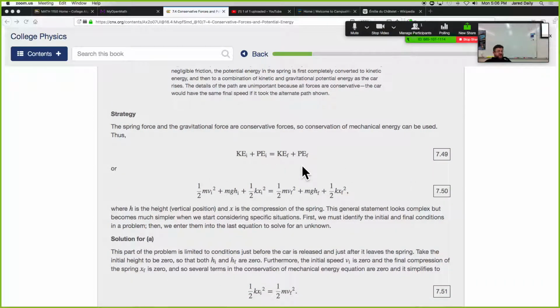So how do you do this? You set up a conservation of energy equation: your initial kinetic energy plus all of your initial potential energies, that includes gravitational and spring potential energies, equals your final kinetic energies plus all your final potential energies. So what's your kinetic energies? 1/2 mv squared, 1/2 m v initial squared. Your original potential energy gravitationally is mgh initial.